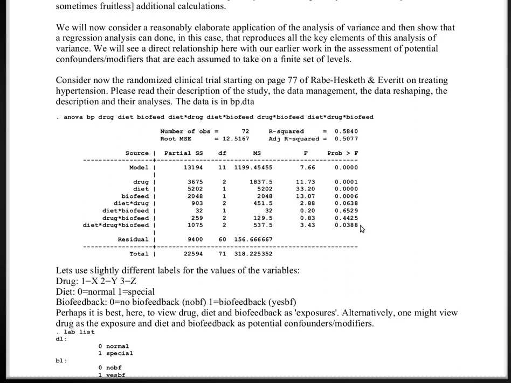Now, this would be somewhat analogous, I guess, to our stratified analyses, where we have multiple degrees of freedom here, and we don't necessarily get a clear message as to the nature of this expected blood pressure drug relationship insofar as it's modified by diet and biofeedback. Okay? So we might then say, can I have more?